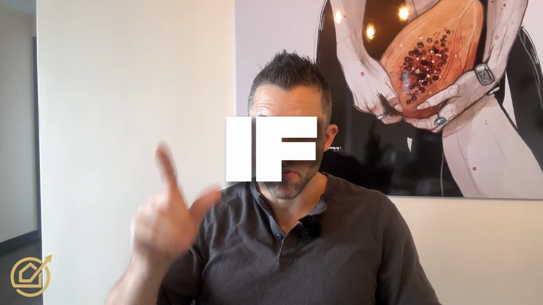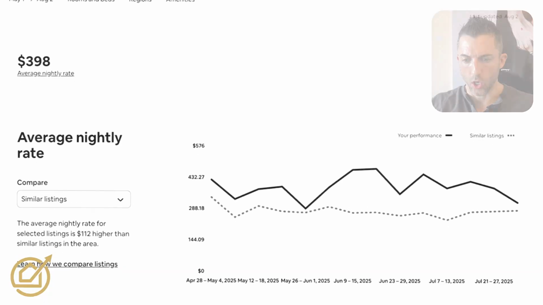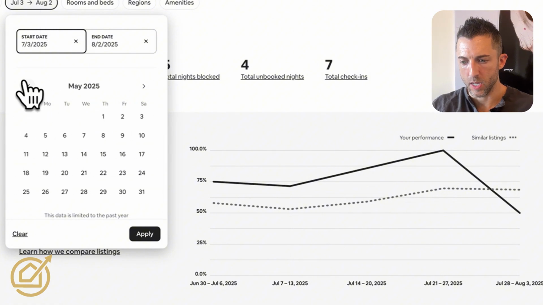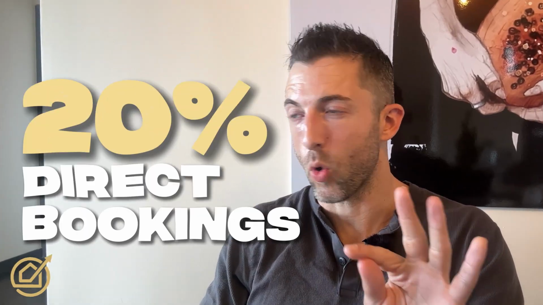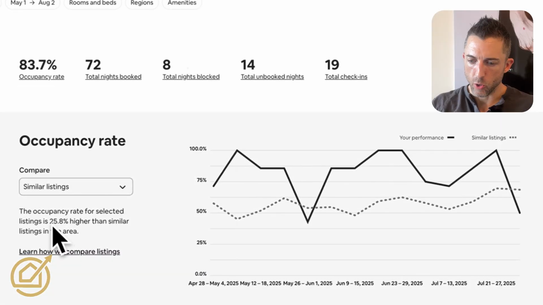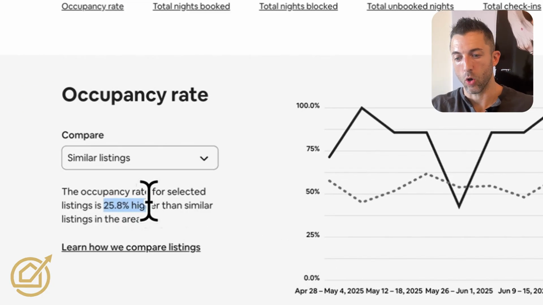Now that's fine that I have a high nightly rate, but it's only fine. I only know that I'm optimally pricing my listing if my occupancy is also market best. So Airbnb shows that. Let's do occupancy rate. Let's go back 2 months. Now keep in mind, depending on how many direct bookings you're getting, I'm getting maybe about 20% direct bookings. All right, so my occupancy is 26% higher than local competition, okay?